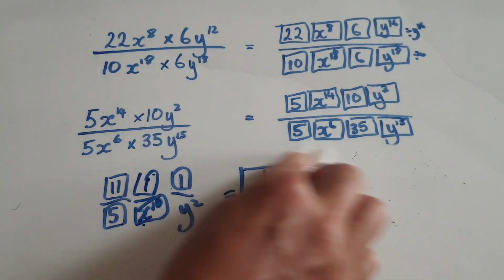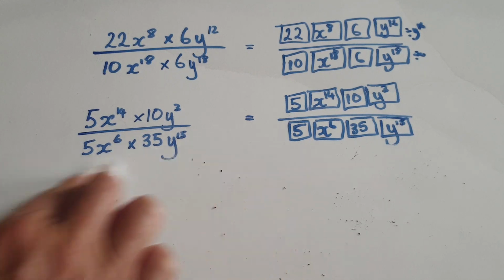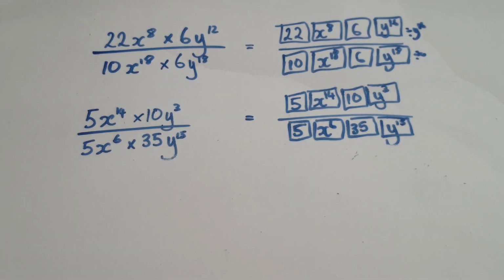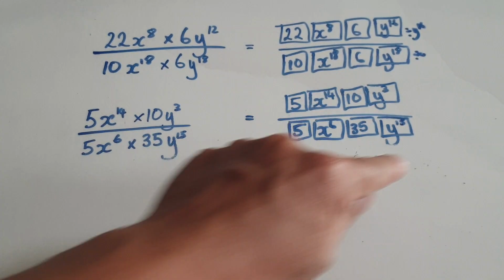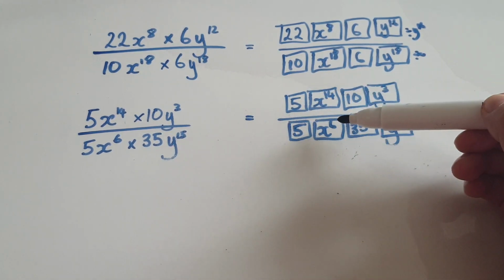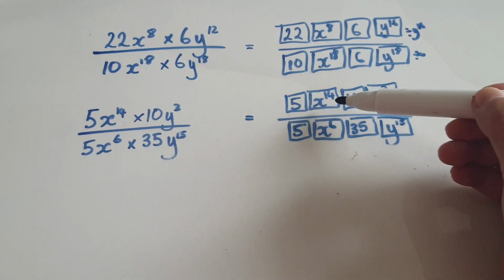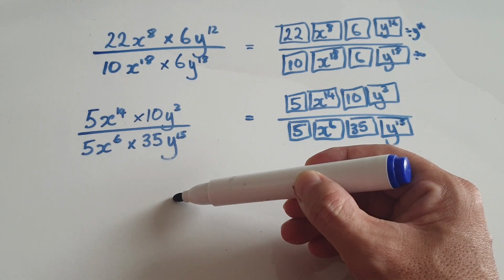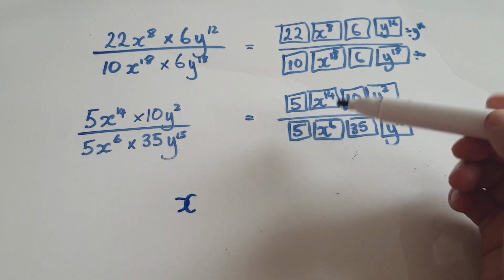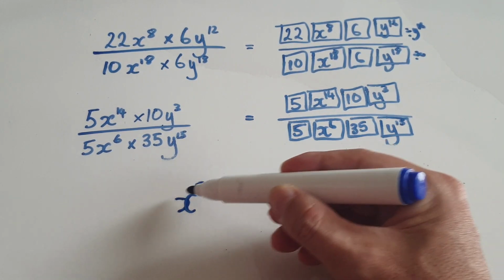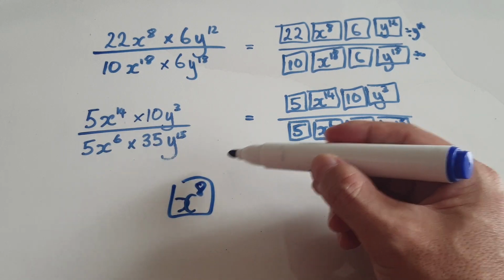Okay, so for the second one, visualize this whole thing here as this, because all these blocks are being multiplied together. So you can see that the two 5s cancel each other out. And for this one here, it would be 14 take away 6. So that would be a block of x, 14 take away 6, that would be 8. So that then becomes a block of 8.